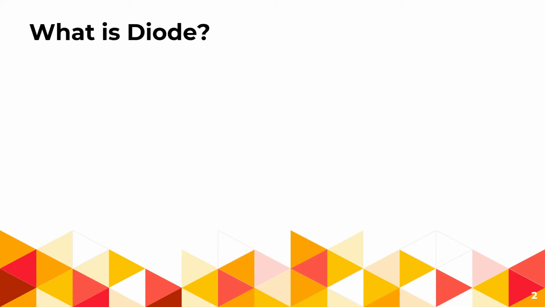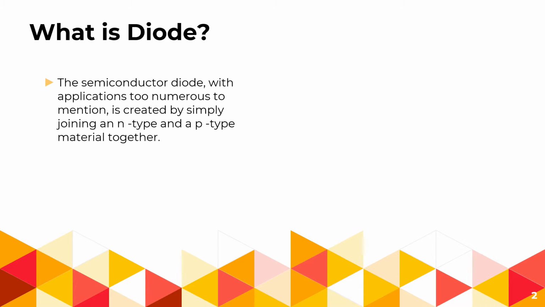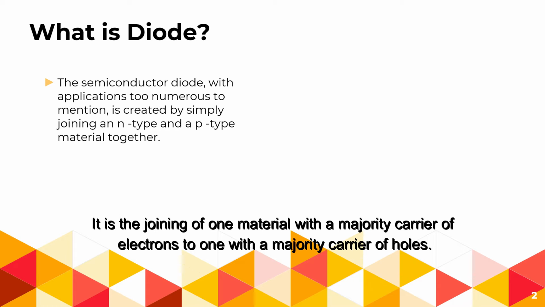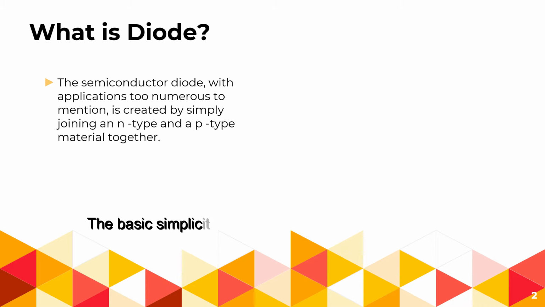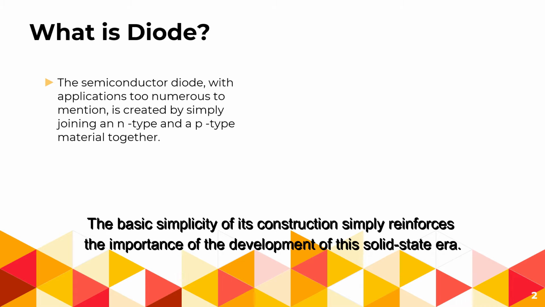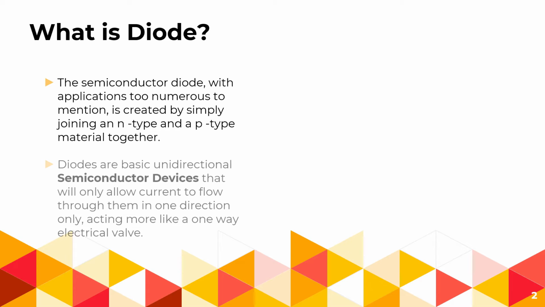What is a diode? The semiconductor diode, with applications too numerous to mention, is created by simply joining an N-type and a P-type material together. It is the joining of one material with a majority carrier of electrons to one with a majority carrier of holes. The basic simplicity of its construction simply reinforces the importance of the development of the solid-state era. Diodes are basic unidirectional semiconductor devices that will only allow current to flow through them in one direction only, acting more like a one-way electrical valve.